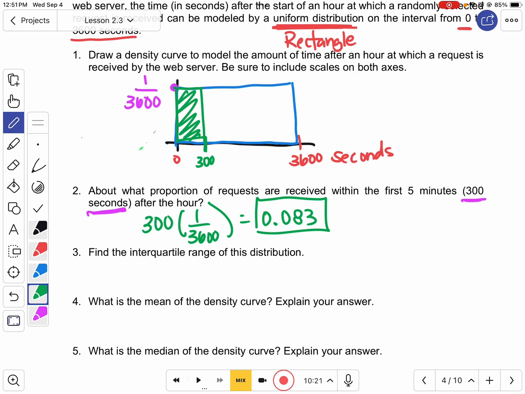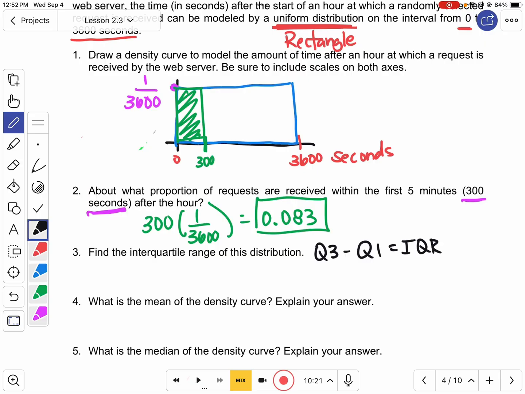Then the next thing it asks me is to find the interquartile range. Now, this is a little bit weird, because first of all, I don't see any quartiles up there. Nobody told me any of that. So let's think about that. How do I get an interquartile range? What does it take to do it? Q1 and Q3, and we subtract them. That's how we get an interquartile range. Well, I've got to figure out where that third quartile and that first quartile are.